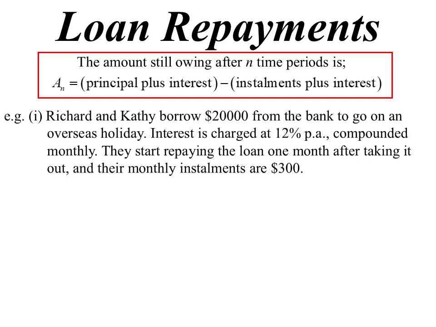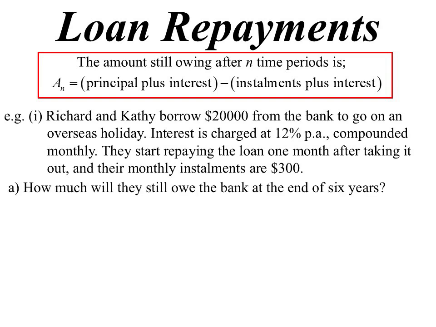Use this example. Borrowing $20,000 from a bank, interest is 12% per annum, compounded monthly, and we start repaying the loan at the end of the first time period. Makes sense. Why would you pay back at the start? That doesn't make sense. Borrow all this money, have some of it back straight away. No, that's always at the end when you're paying back. How much will they owe at the end of 6 years?